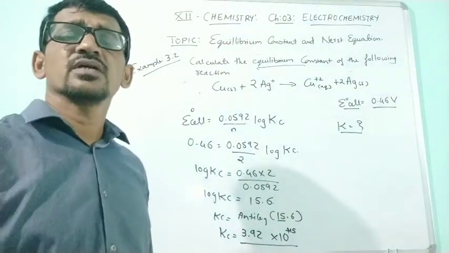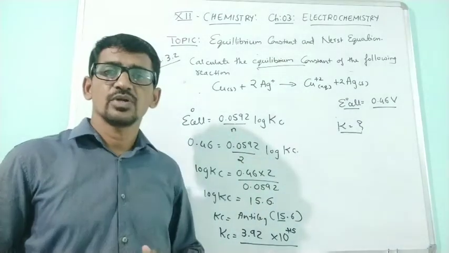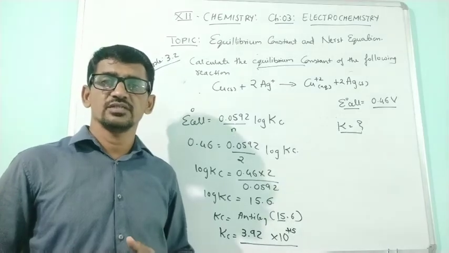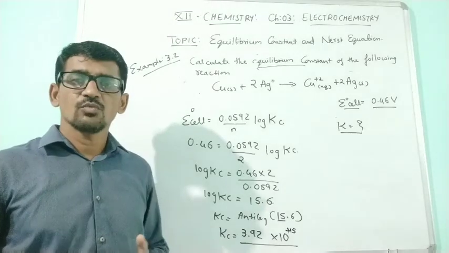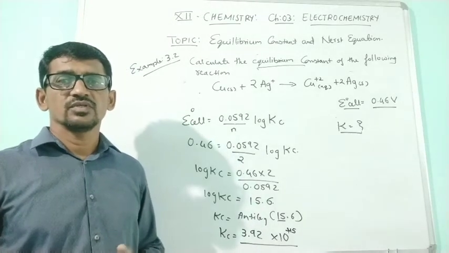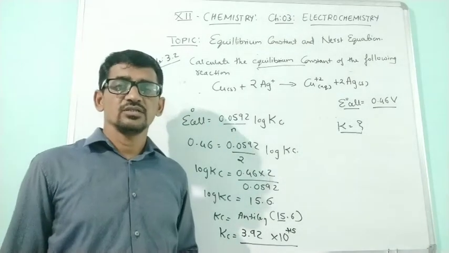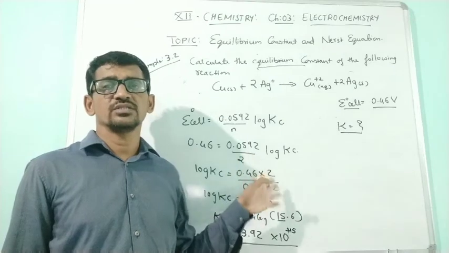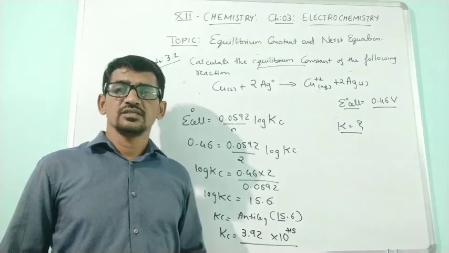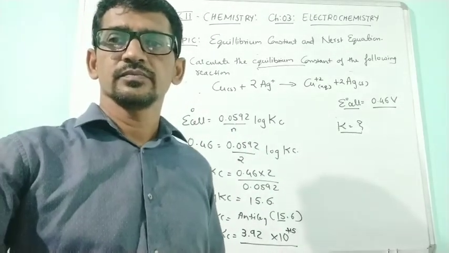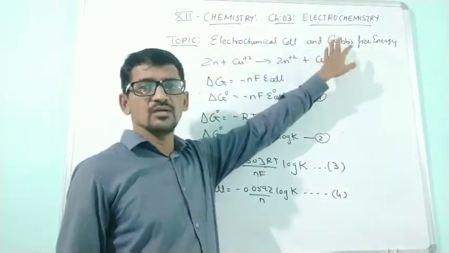The second thing that we discuss is about Gibbs free energy and cell potential. What will be the change in free energy? According to the law of thermodynamics, if the reaction is spontaneous, then there is always a decrease in the free energy. So we will discuss how this cell potential and equilibrium constant are related with the free energy, delta G, that is Gibbs free energy.